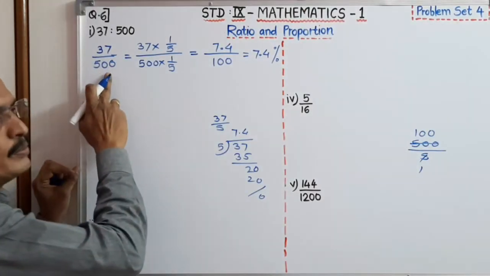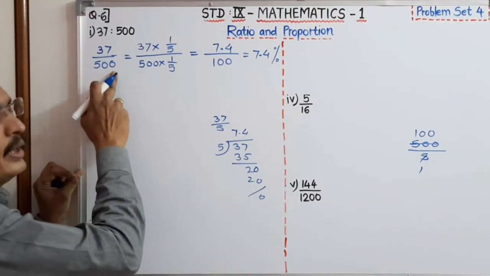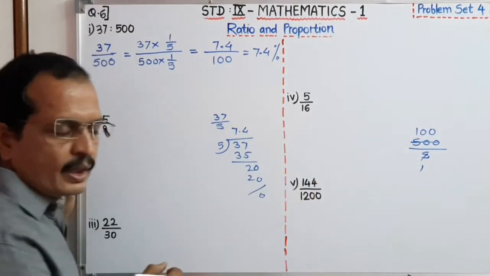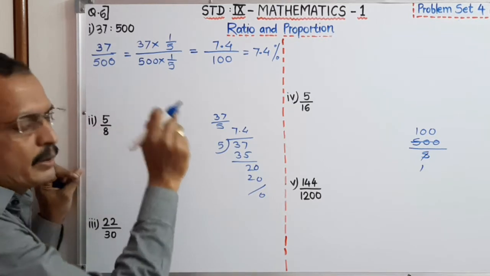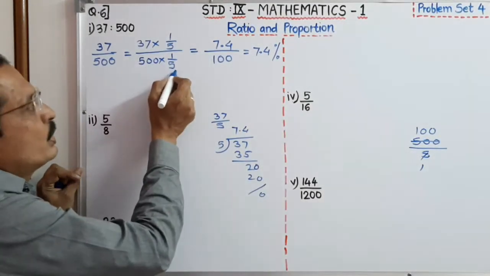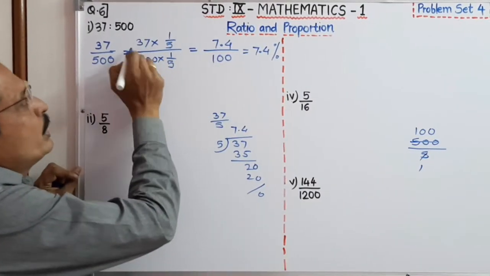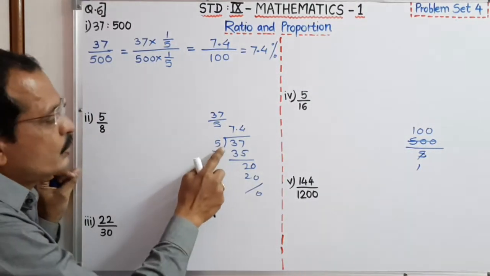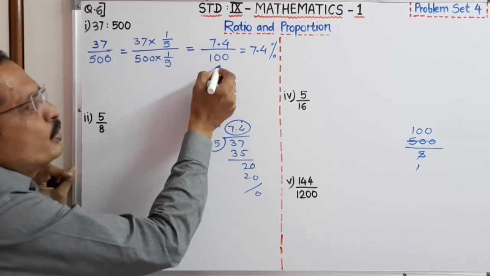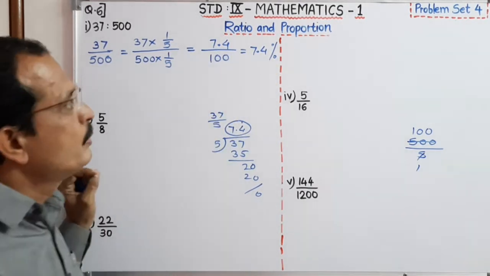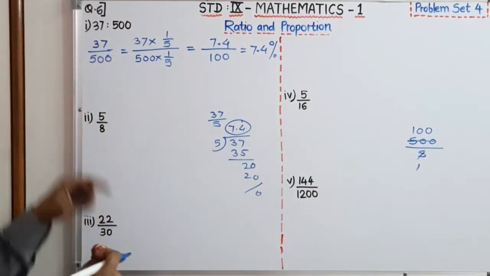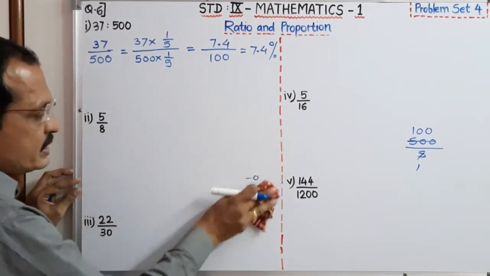See dear student, very simple. We have to convert this 500 into 100. For that purpose we have to divide 500 by 5, that means multiply with 1 upon 5, and here 5 into 1 upon 5 we get 100. The same thing we have to do for the first term, and therefore we divide 37 by 5, we get 7.4. Therefore 7.4 upon 100 is equal to 7.4%. Dear student, like this we convert the first ratio, 37 is to 500, into percentage ratio.